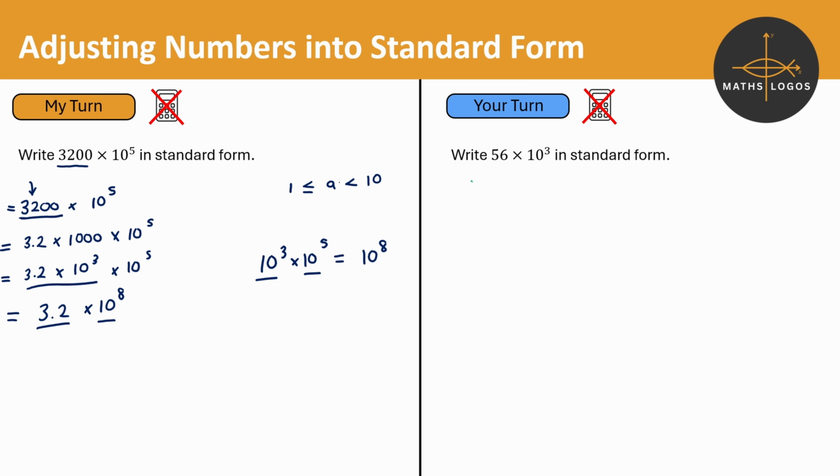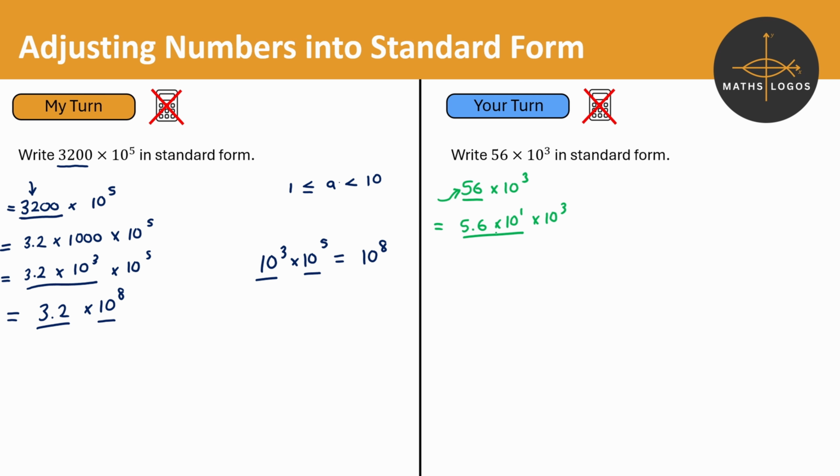Let's run through it. Let me just rewrite it so we've got a bit of space. So 56 multiplied by 10 to the power of 3. And what we want to do is take our 56 and turn it into standard form. So the coefficient is going to be 5.6. Go to the digit with the largest place value. It's in the tens column, so I'm multiplying by 10 to the power of 1. I went straight to that instead of writing 10. And then I'm going to multiply all of that by 10 to the power of 3.